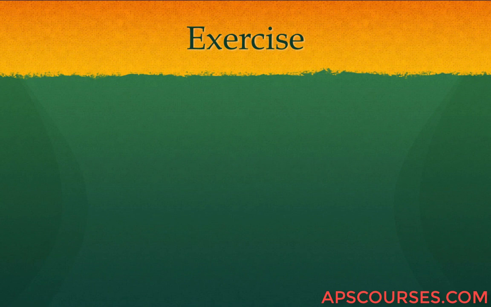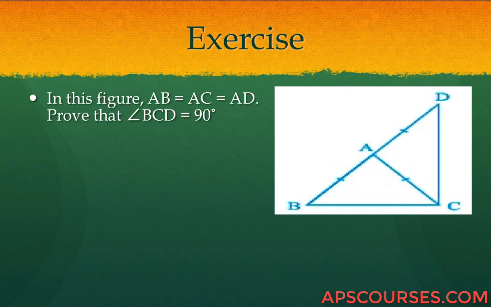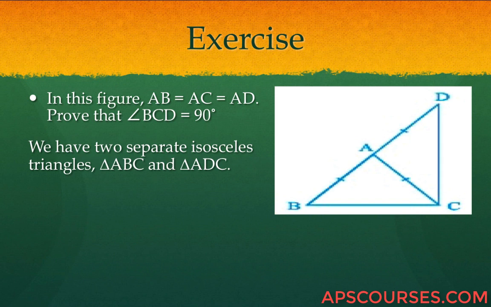The next problem, you have this figure. In this figure, AB is equal to AC is equal to AD. You need to prove that angle BCD is 90 degrees. So we have two separate isosceles triangles, triangle ABC and triangle ADC. Therefore, angle B is equal to angle ACB and angle D is equal to angle ACD.